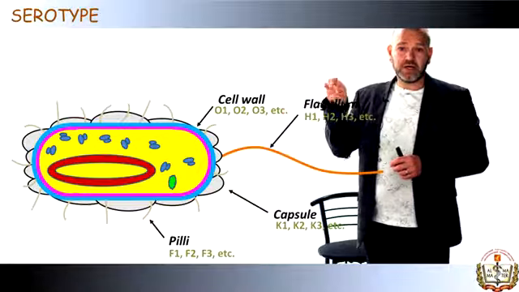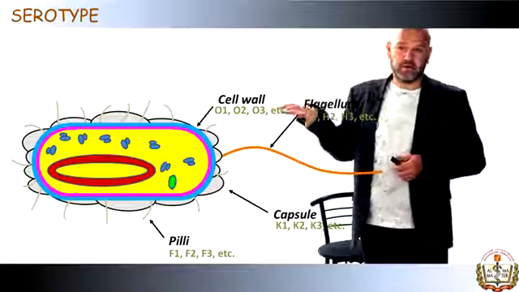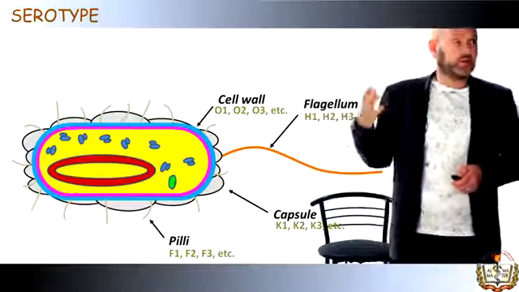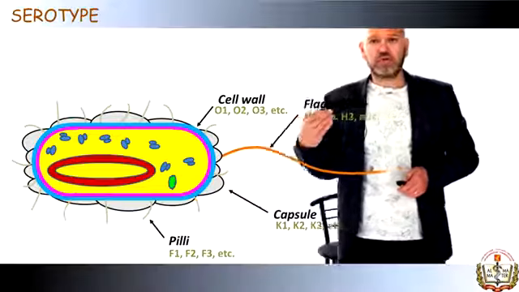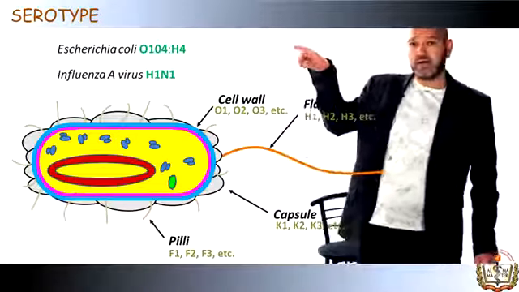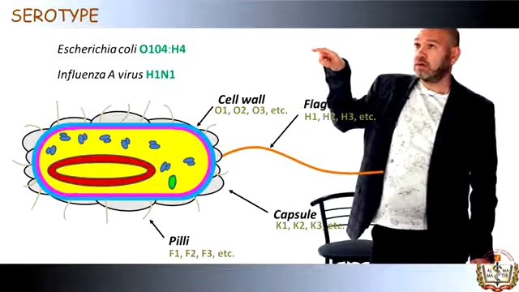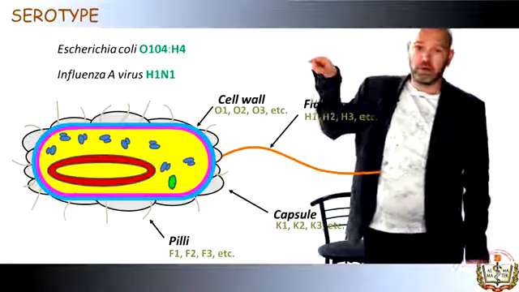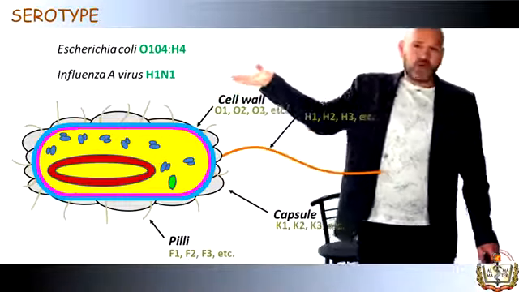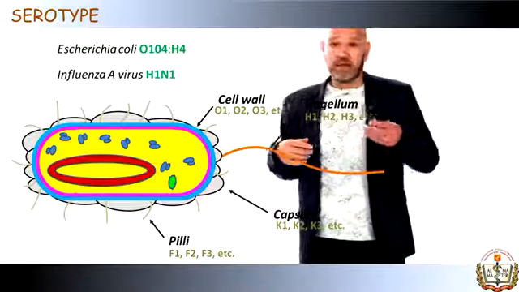And combinations of antigens will define the serotype of a microorganism. Every antigen with a unique number will give you a serotype. And I'm pretty sure again you all know some of them. If we take a look at bacterial serotypes, we have E. coli O104H4, and influenza virus H1N1. Everyone knows H1N1, it is Spanish flu. And nowadays the more popular name is swine flu.